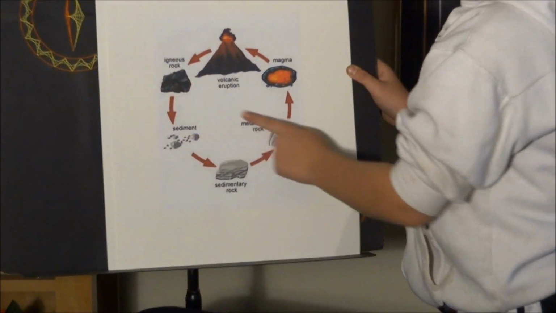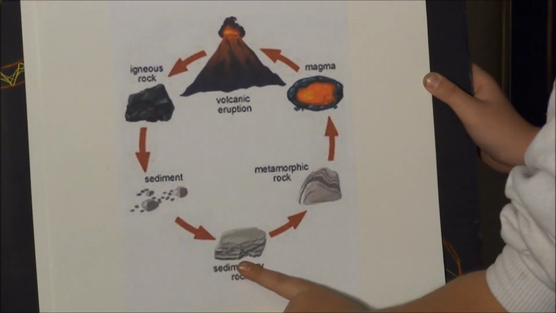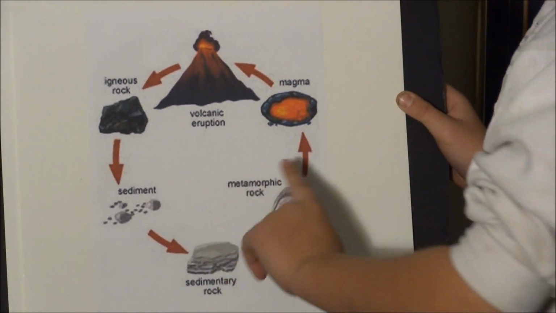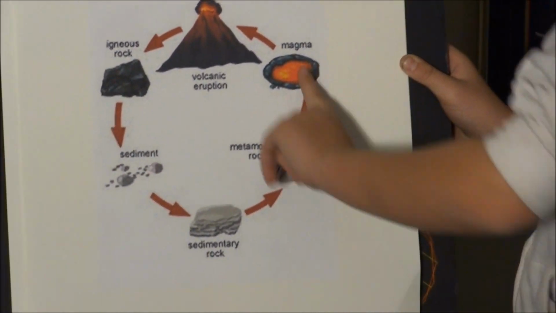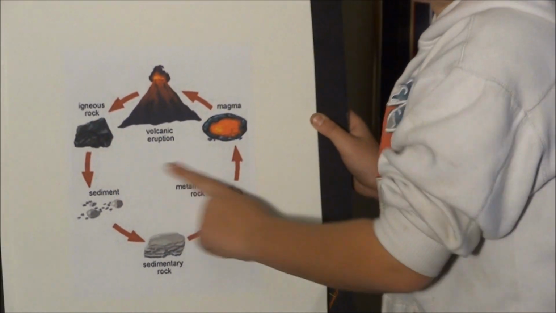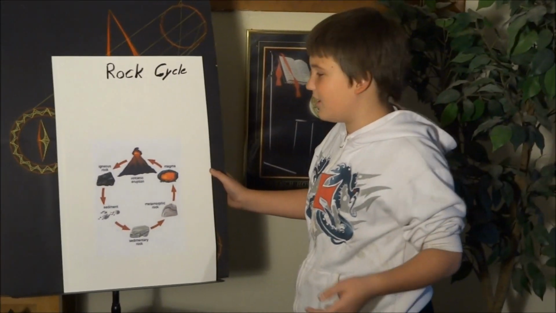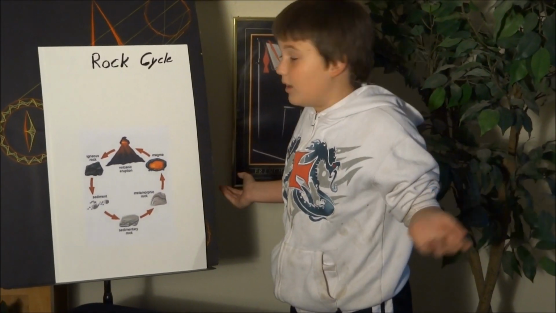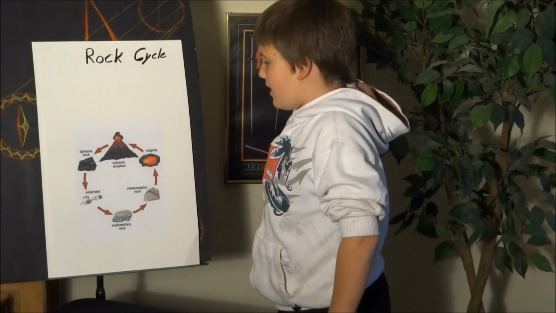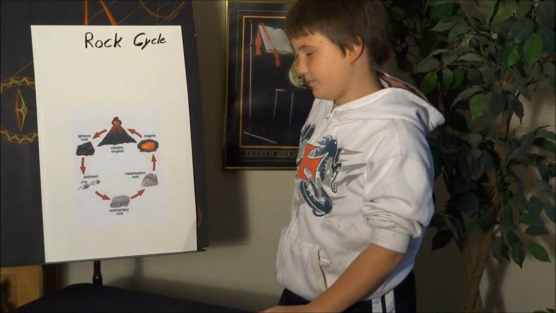Or it might go to metamorphic rock and turn into sediment and go to sedimentary rock. Or it might just go right from igneous rock to magma. It just keeps going and going. Just shortcuts and shortcuts, and maybe not even a shortcut. And that's the rock cycle.